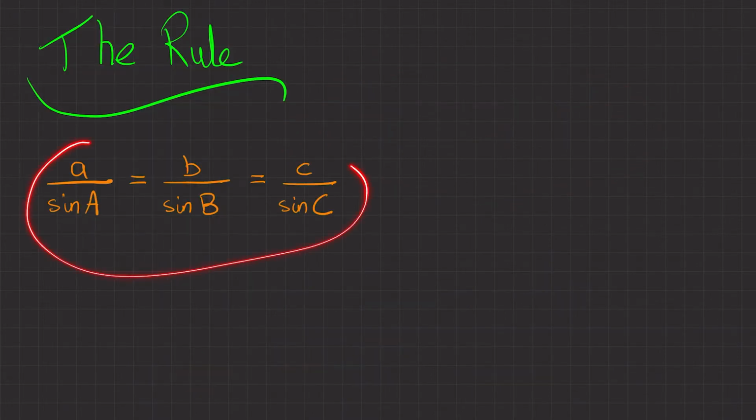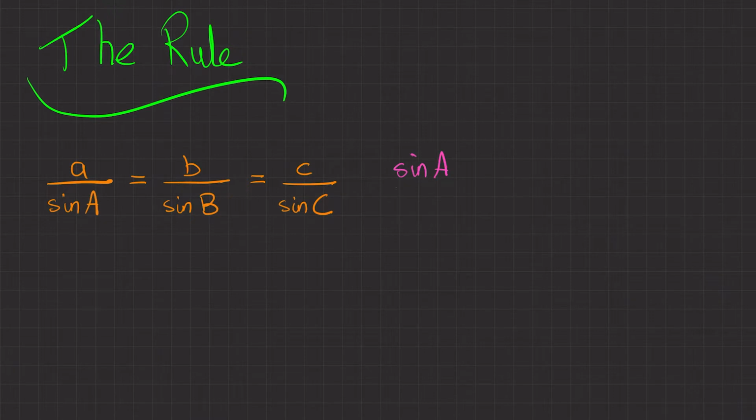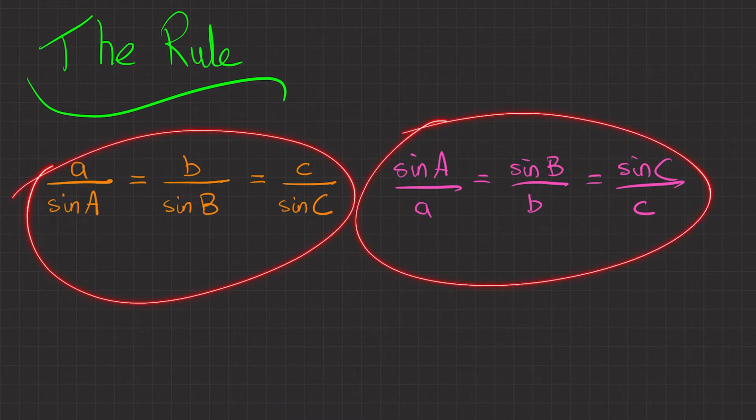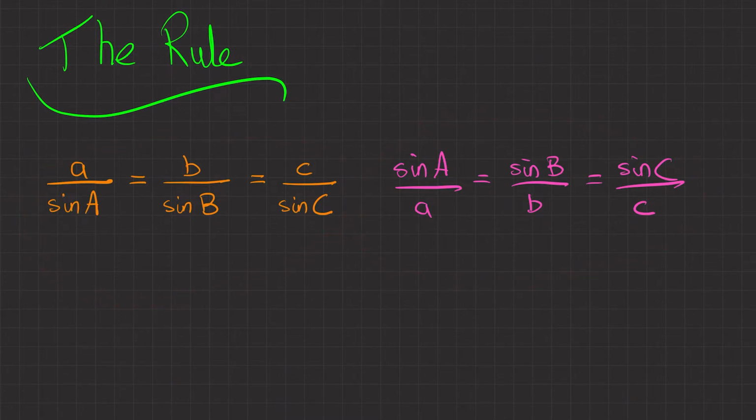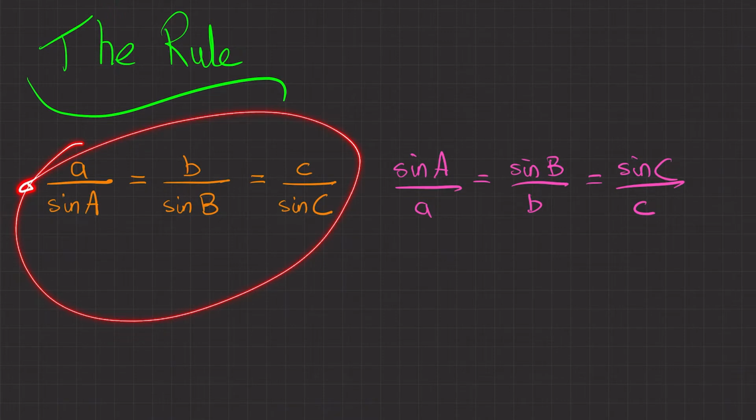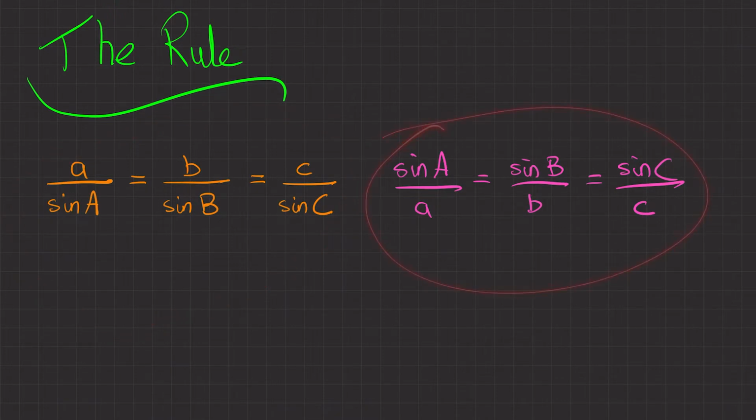Because not only can you write it in this way, you can write it with each one as the reciprocal. So sine of the angle A over the side A equals sine of the angle B over side B equals sine of the angle C over side C. Both of these are actually correct. But in the question, you only want to use 2 from one of the sets, so either 2 from that set or 2 from that set.